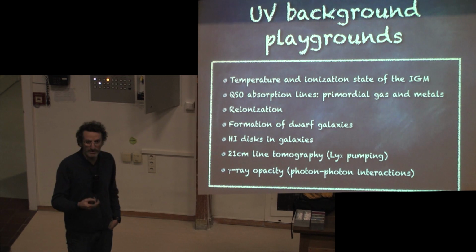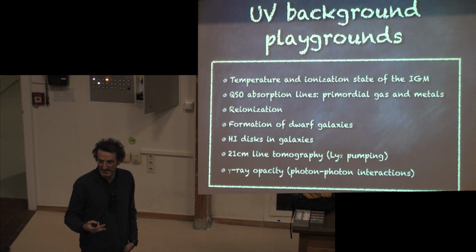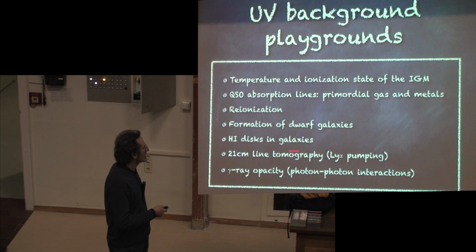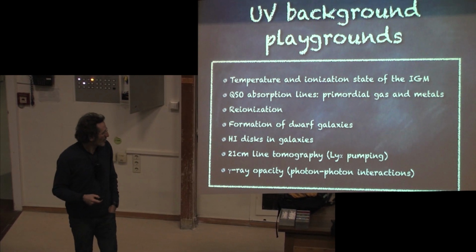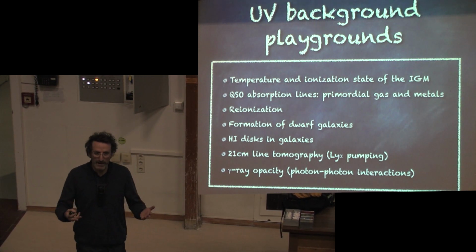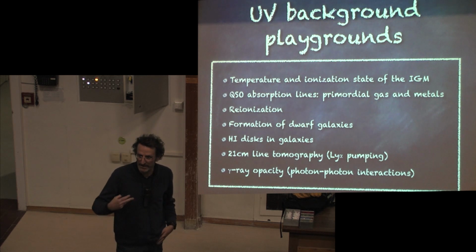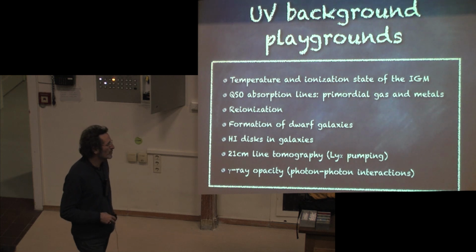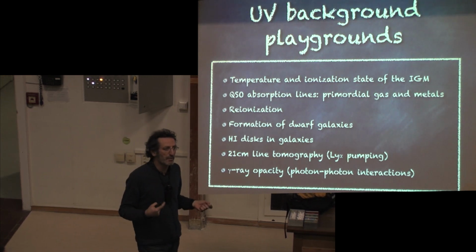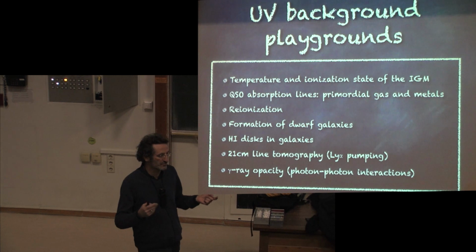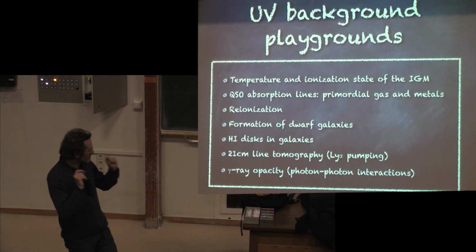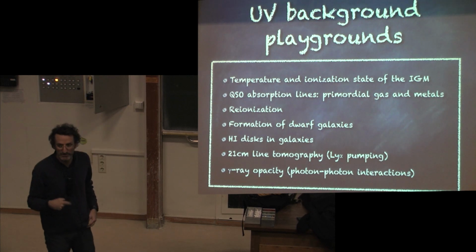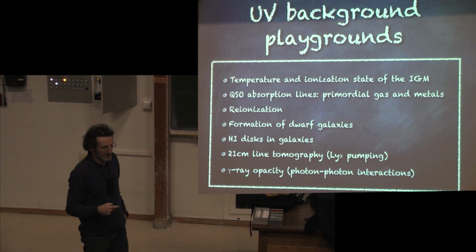It probably has a role in the formation of small galaxies, and the HI content in galaxies. For example, the 21 centimeter tomography, through a mechanism that is called pumping, is affected. It also has a role if you want to compute the gamma ray opacity, the opacity of the universe to the propagation of gamma ray photons, because of photon-photon interaction, electron-positron pair production.